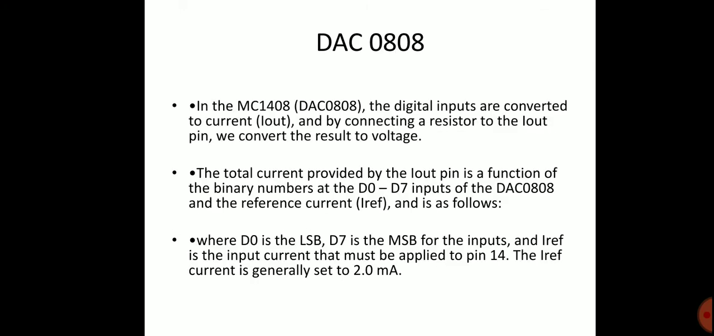In the DAC 0808, the digital inputs are converted to analog current, and a resistance is connected to the output pin. We convert the result to voltage. The total current provided by the output pins is a function of the binary numbers at the D0 to D7 inputs of the DAC 0808, where D0 is the LSB and D7 is the MSB. The reference current is the input current that must be applied to pin 14. The reference current is generally 2.0 milliamps.